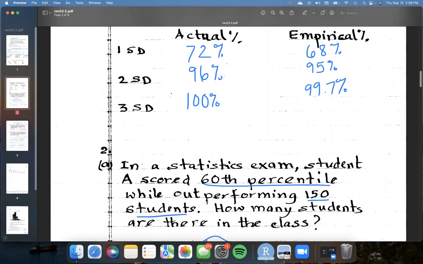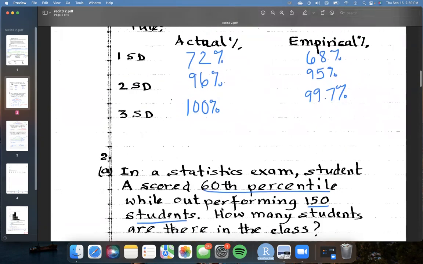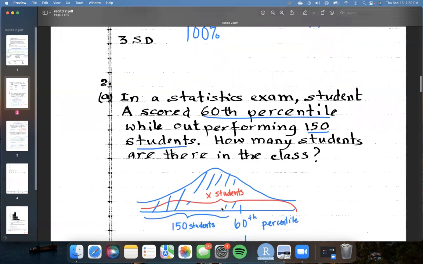All right, so now part 2A, in a statistics exam, student A scored 60th percentile while outperforming 150 students. So now we want to find out how many students total there are in the class. So whenever I'm asked questions about percentiles, I always draw a graph or a histogram, sorry. And it helps me out.